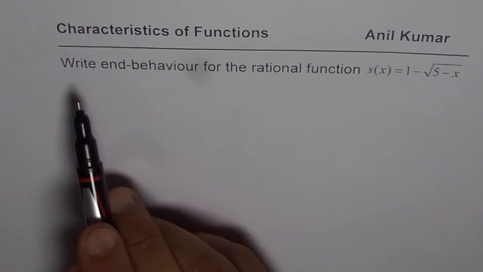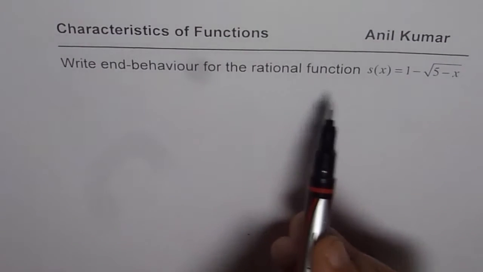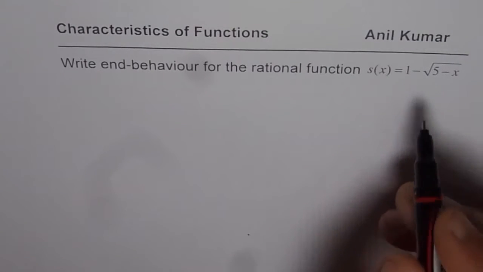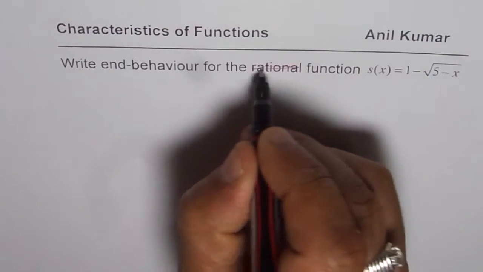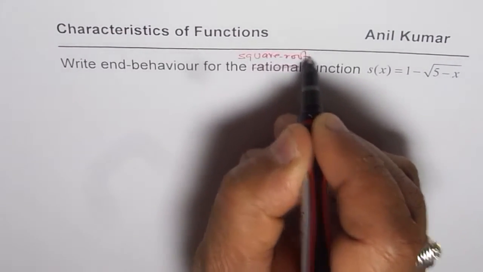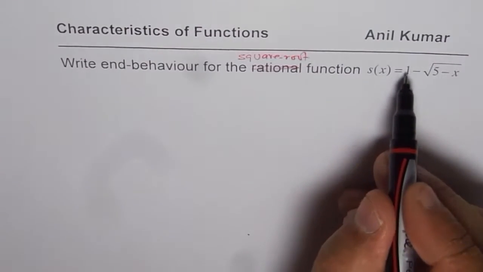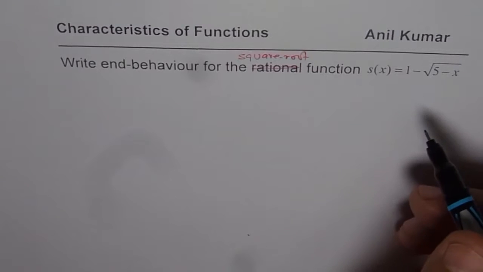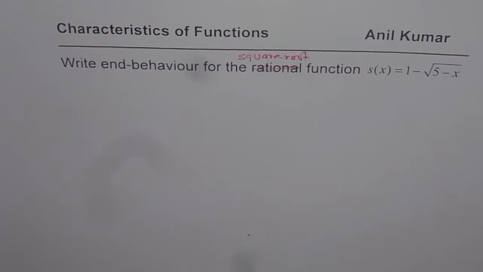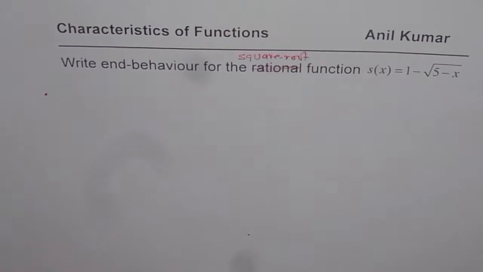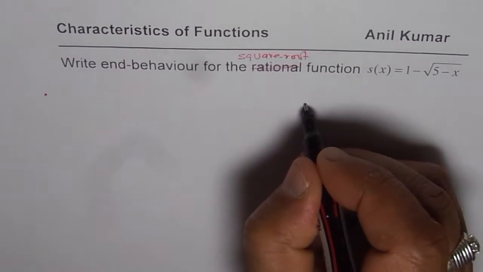The question is, write end behavior for the rational function s of x equals 1 minus, this is not a rational function, let me write down square root function, okay. Square root function s of x equals 1 minus square root of 5 minus x. So there are different approaches which you can take to solve such cases. So we can take two approaches in this particular video.